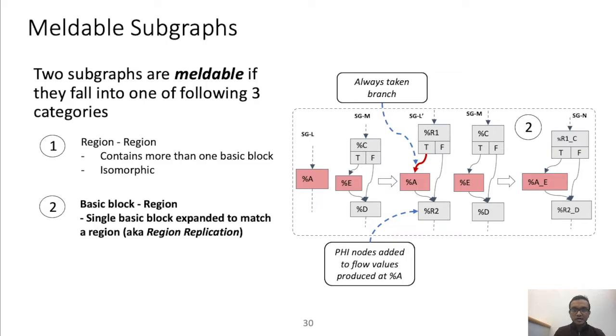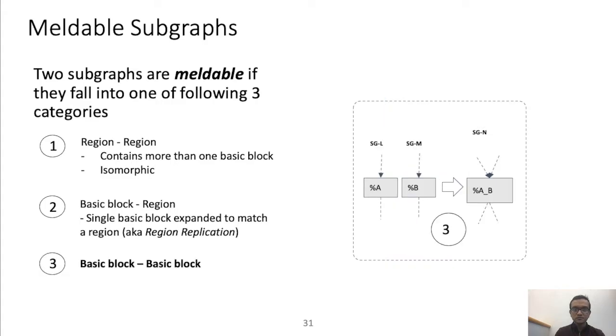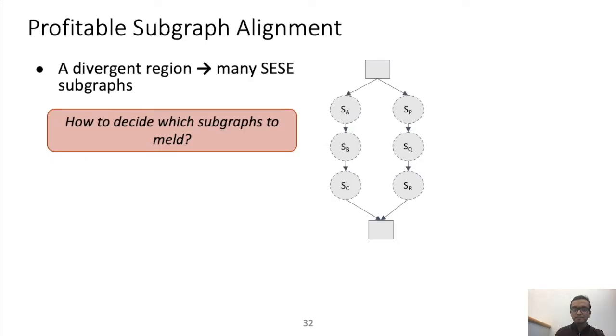Now, subgraphs L' and M have the same control flow structure and L' behaves the same way as original subgraph L. We can meld L' and M to obtain the subgraph N. We refer to this process as region replication. Region replication is useful when melding if-else-if chains with similar computations. Third and final case is melding a single basic block with another basic block.